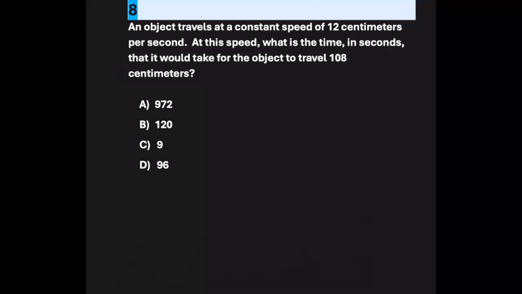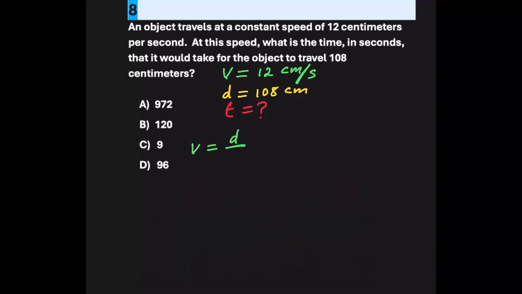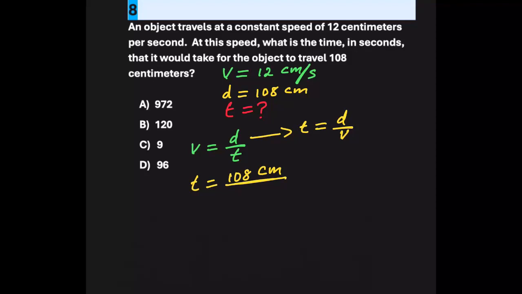So given here is the speed, which is 12 centimeters per second, and distance is 108, and the question asks the time. So this kinematic equation relates these three of them. Speed is equal to distance over time. And if we make the time the subject of the formula, t is equal to distance over speed. T is equal to, the distance is 108 over the speed, which is 12 centimeters per second.